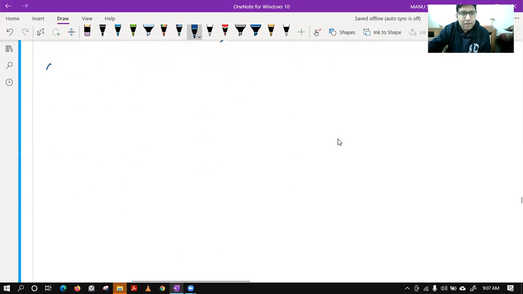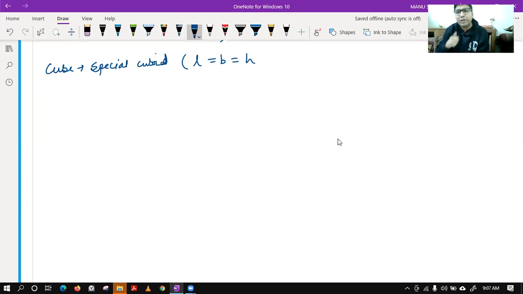So cube is a special cuboid in which the length is equal to the breadth is equal to the height, and we give it a new term. We can give it a new variable like a or l or x or s, whatever you like you can give. So this is a cube in front of you.